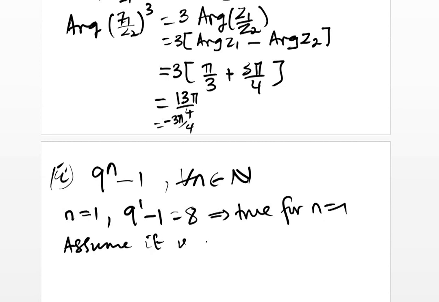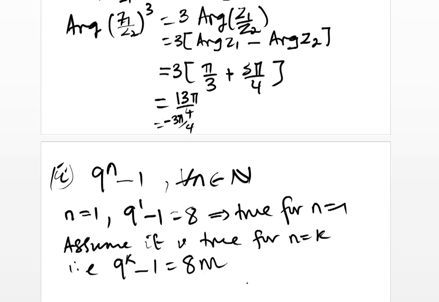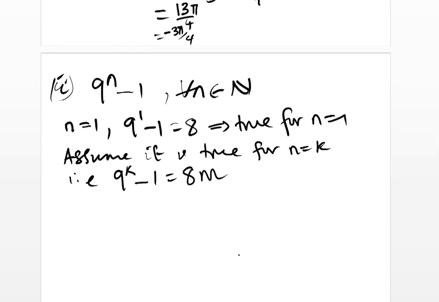it is true for n is equal to k. That is, when we say it is true for n is equal to k, it means 9 to the power k minus 1 is a multiple of 8. Let's say 8m. Having assumed that, we are required to prove that it is true for n is equal to k plus 1.